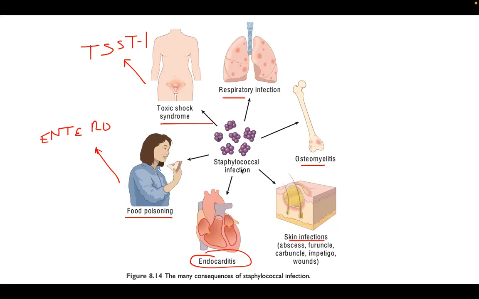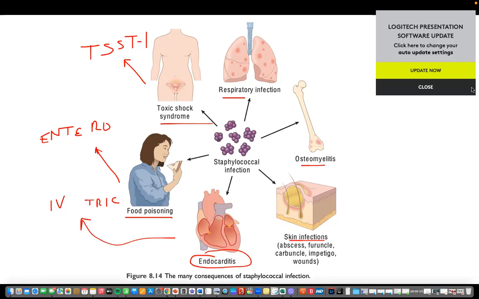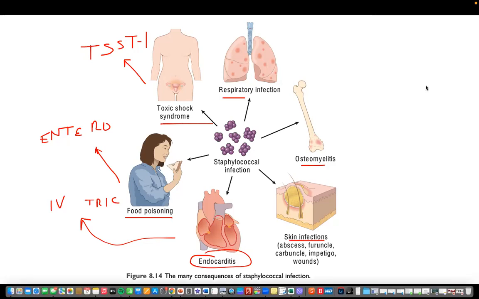Okay. Now, what is the specific valve which is affected in endocarditis associated with staph? It's usually IV drug users, therefore it's the tricuspid valve. So please take note of that. I hope everyone got that. That's the tricuspid valve.